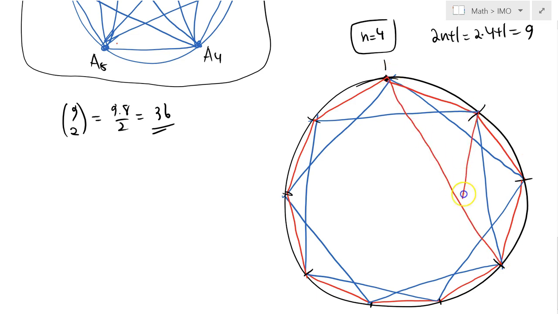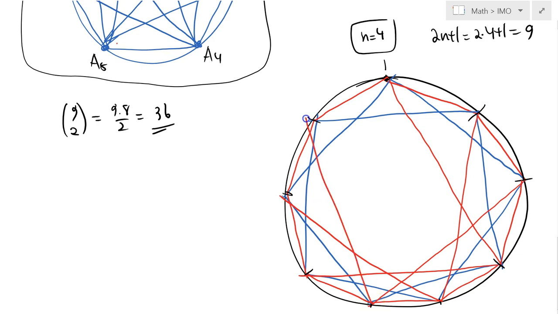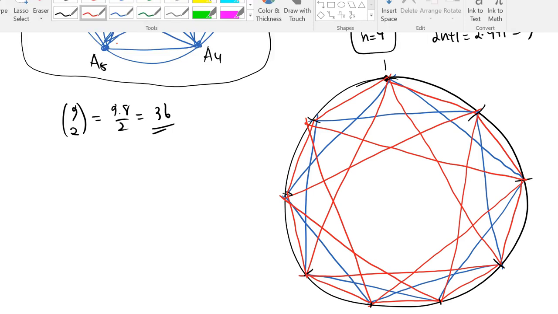1, 2, 3, 4, 5, 6, 7, 8, and 9. Okay. And finally, one more layer.